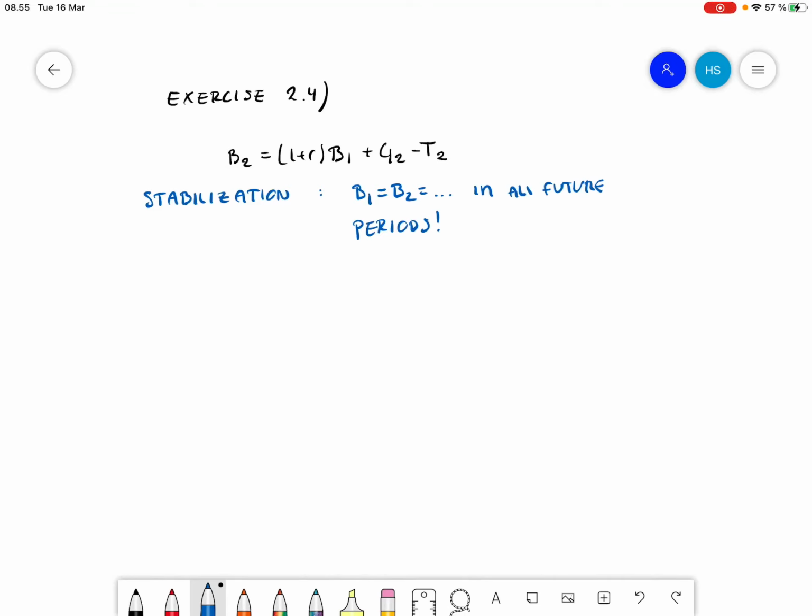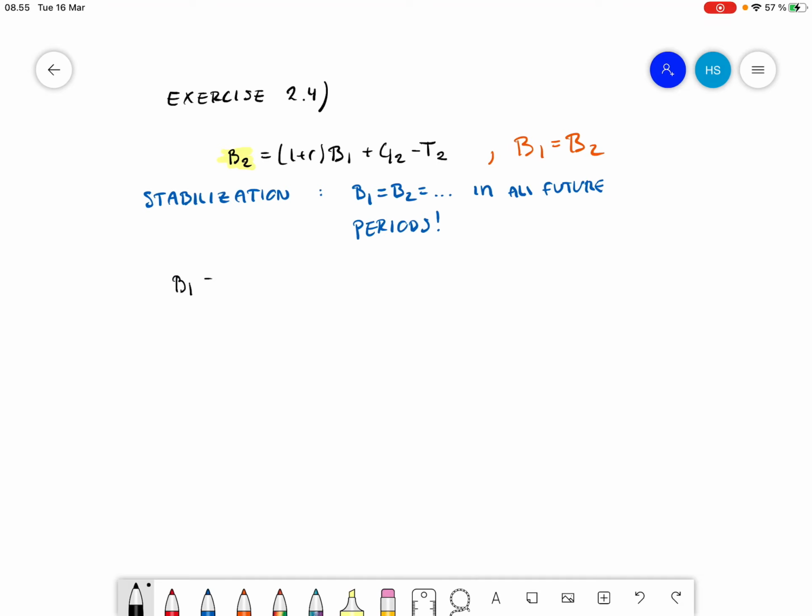So if the government wants to stabilize debt in period 2, that is, that debt should be kept at the level of period 1 forever, the government would like to have that B1 should be equal to B2. So if this is the case, we can replace our B2 with B1, because B1 should be equal to B2, and we know exactly what B1 is.